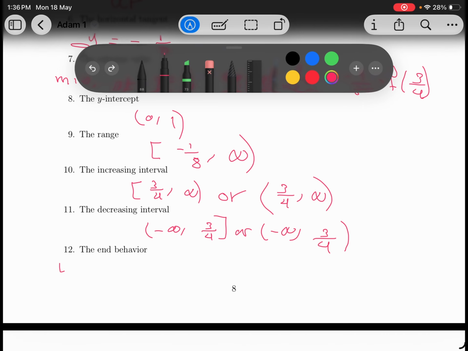So the limit of this function f of x as x goes very large is infinity. Even the limit of this function f of x when x goes very small is infinity as well. So both tails are shooting up, even when x is very big or very small, okay?